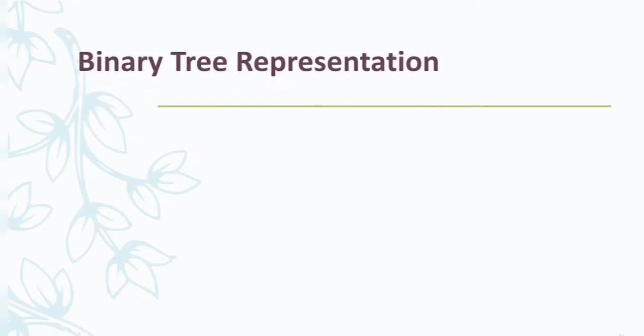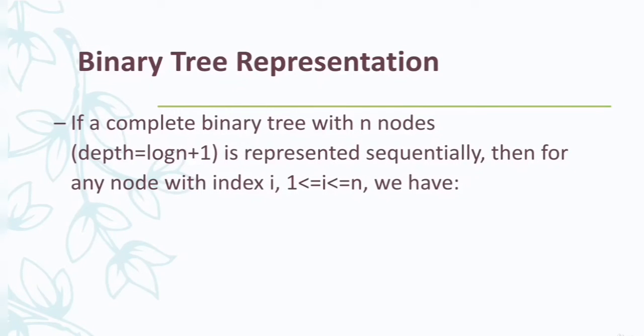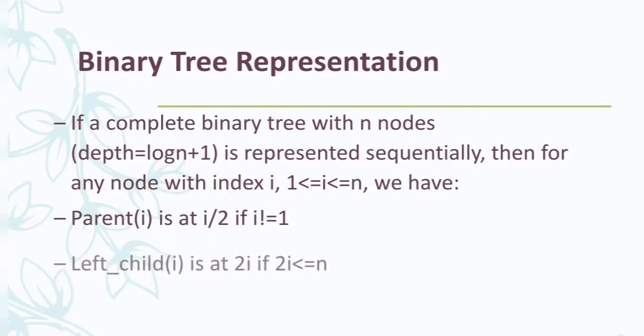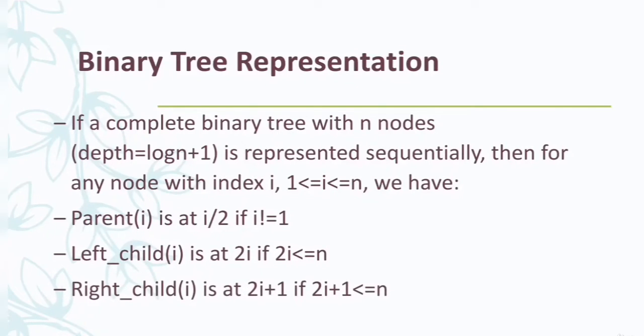So let's move forward to the next point, which is the binary tree representation. If a complete binary tree with n nodes, that is depth equal to log n plus 1, is represented sequentially, then for any node with index i, 1 less than or equal to i less than or equal to n, the parent is at position i by 2 if i is not equal to 1. The left child is at position 2i and the right child is at position 2i plus 1.